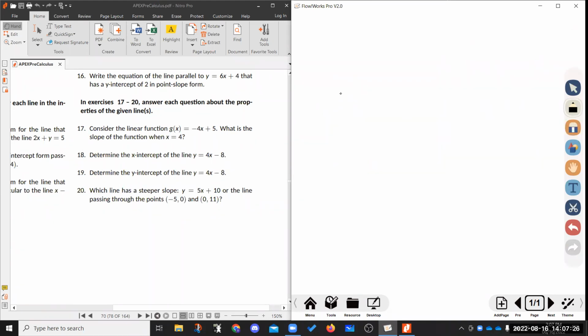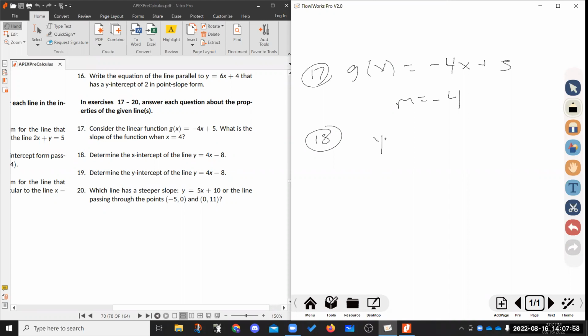Number 17 asks me to consider the function g of x is equal to negative 4x plus 5. What is the slope of the function when x is equal to 4? Well, the slope is constant. Doesn't matter what x is. My slope is always negative 4. It's mx plus b. That's what makes it a linear function. It has constant slope. So the x equals 4 was unnecessary there.